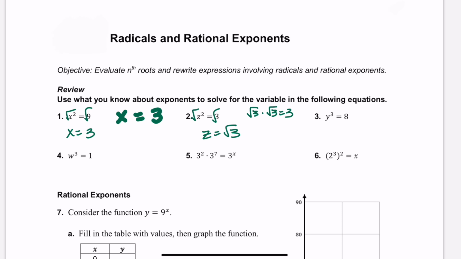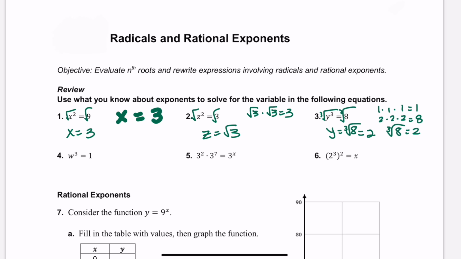Y cubed equals 8. So we're thinking of three numbers that multiply by itself to equal 8. Now if I did 1 times 1 times 1, that equals 1. 2 times 2 times 2 equals 8. So the cube root of 8 is going to equal 2. So opposite of cubed is cube root. And so y is going to equal the cube root of 8. So we're thinking of what number times itself 3 times is going to equal 8. That's going to be 2.